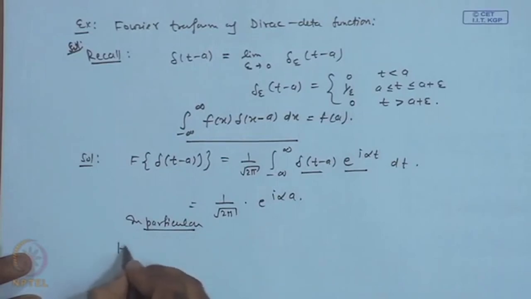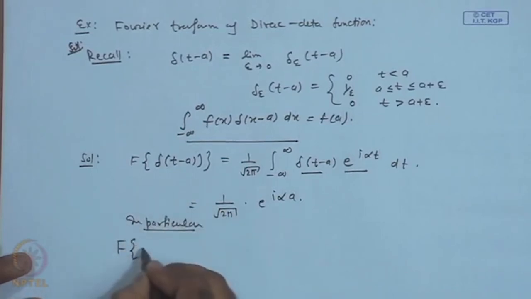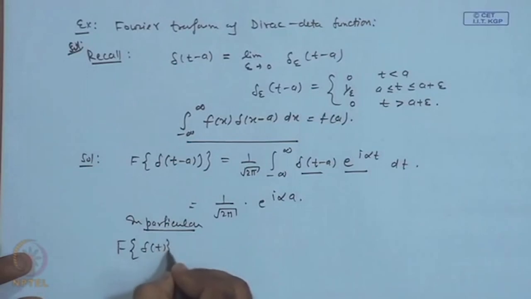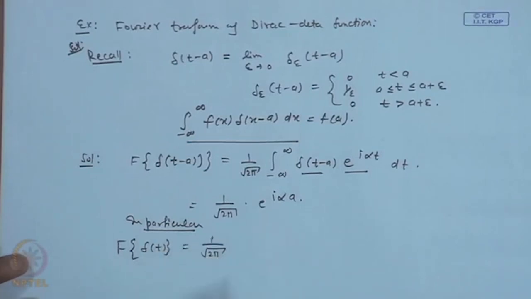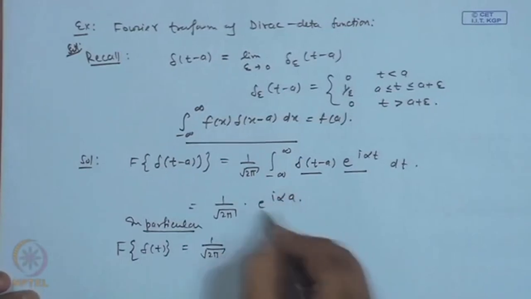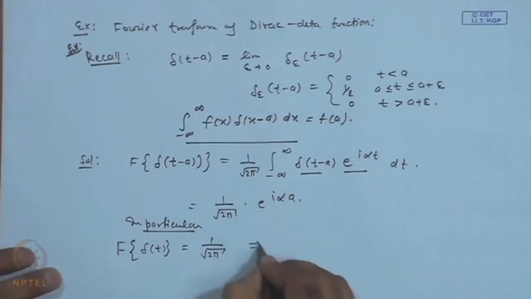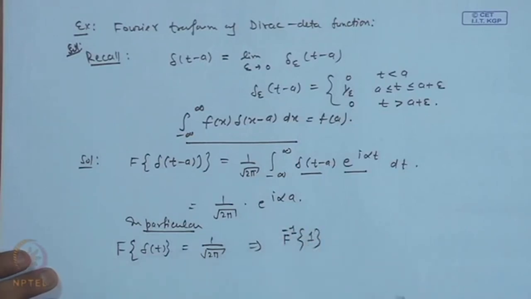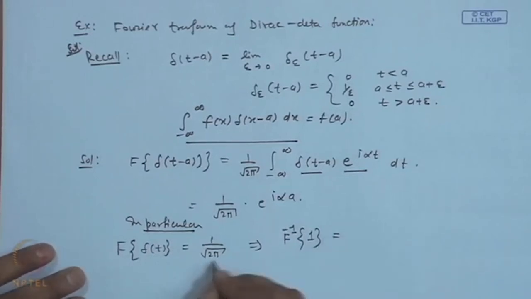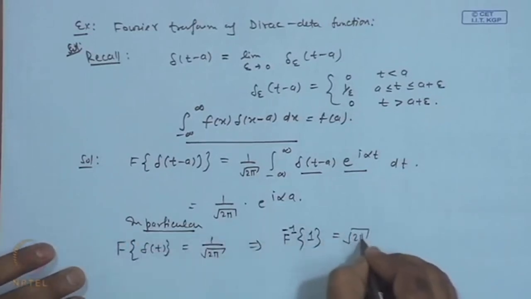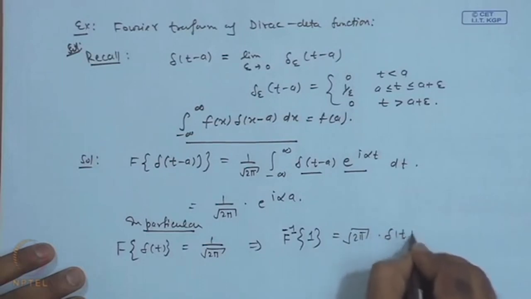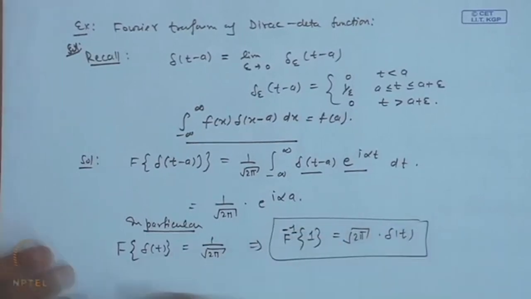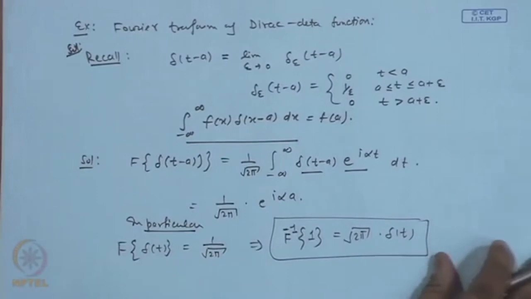In particular, when a is 0, the Fourier transform of delta t is simply 1 over square root 2 pi, because a is 0. Or this also implies that, if we take the Fourier inverse of this 1, taking the inverse on both sides, square root 2 pi goes to that side and we get delta t. So, this is also a result we will use.